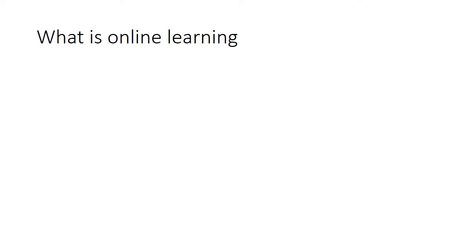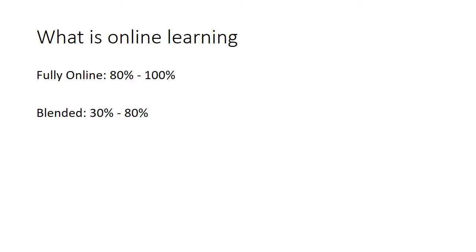So what is online learning? Online learning is any learning that is done in an online environment. I know this is a huge definition, so let's break it down even more. We have fully online, which is considered 80% to 100% online. So you still might meet some face-to-face, but more than likely if you're fully online, you're not meeting face-to-face. And then you have blended learning, which is 30% to 80% online.